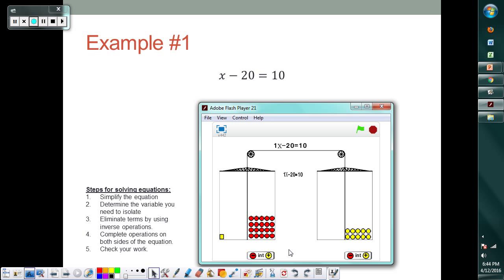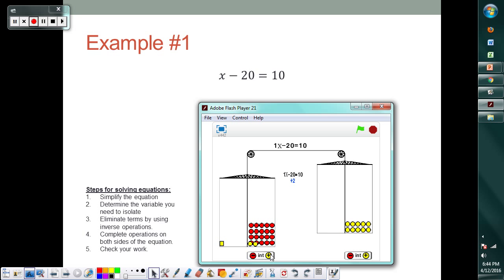In this case, the app tells me that I need to get x by itself. Well, x is on the left, so I want to get rid of these 20 reds here. So I'm going to use the opposite, which would be positive. And every time I have a red and yellow together, it's going to make a 0 pair. So I add 20 on that side.